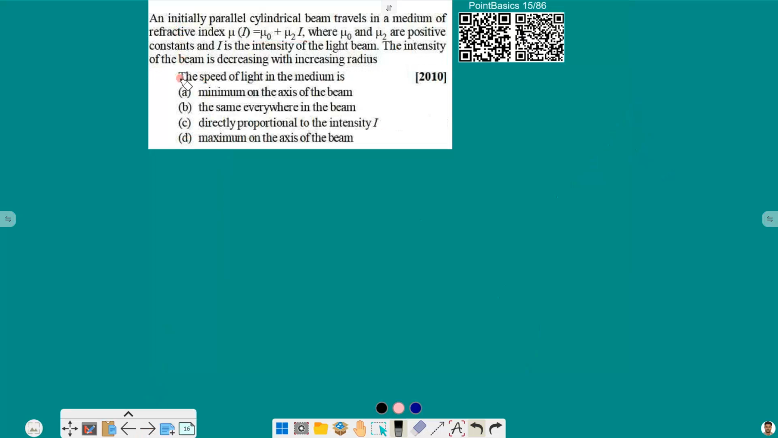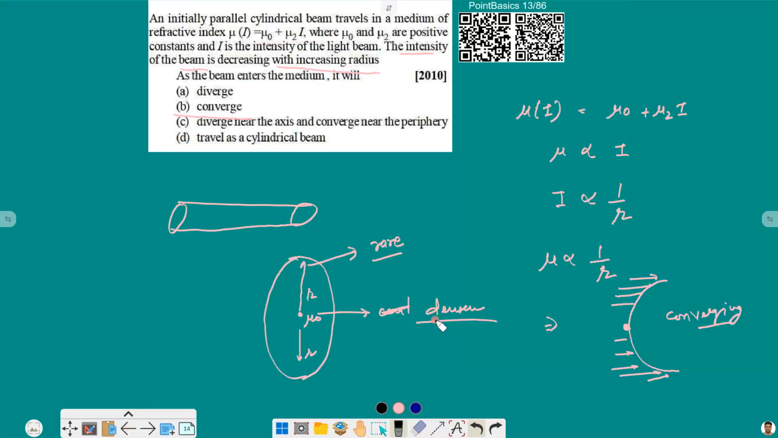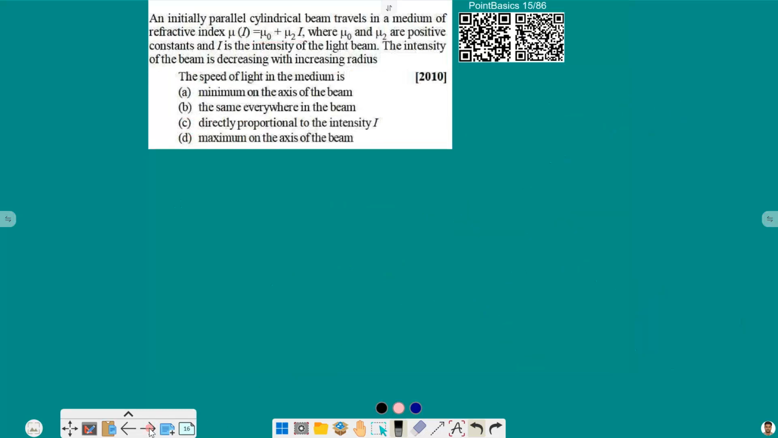Okay, so we have to find out the speed of light in the medium, and we already discussed in the first part that in the center part it will act as a denser medium, so the speed of light will be slow, and in the outer parts it will act as a rarer medium, so the speed of light will be greater. So here we can say directly proportional to the intensity, maximum at the axis, minimum at the axis, that is option A, that it will be minimum at the axis.